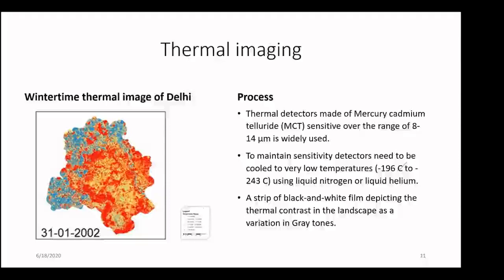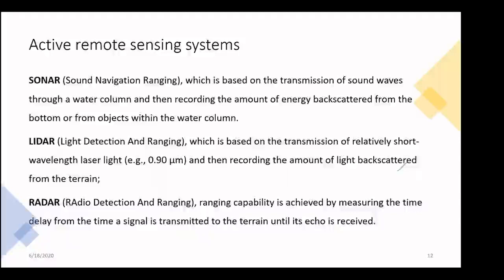Now we come to the active remote sensing systems. The least common among them is sonar, which is used underwater to look at the water depth, the water column and so on. Whereas lidar is the most popular among these technologies. It is based on laser light. When the laser light is emitted from a sensor, it passes through the atmosphere and falls on a surface, and then it is backscattered to the sensor. This travels in the form of point clouds. I'll come to it in detail.